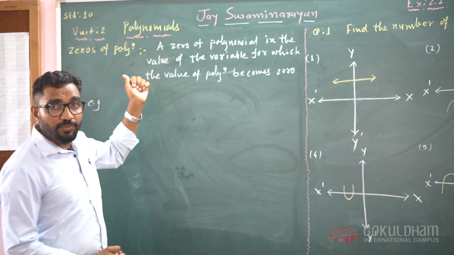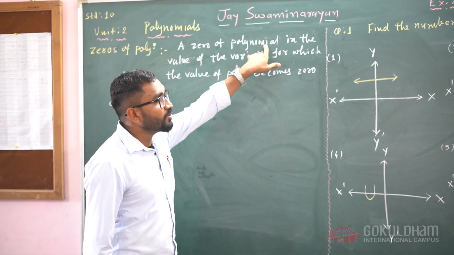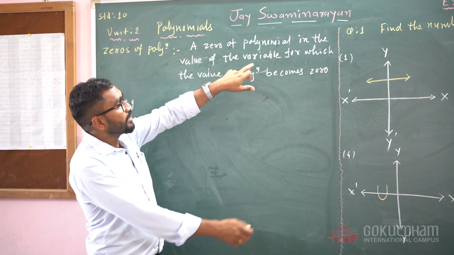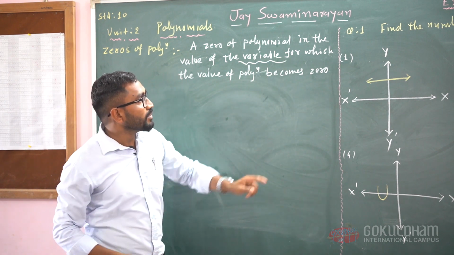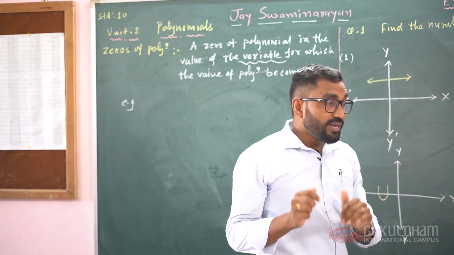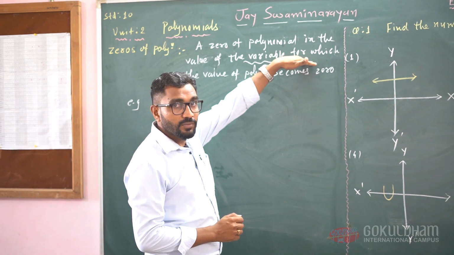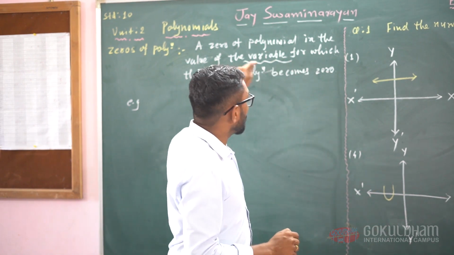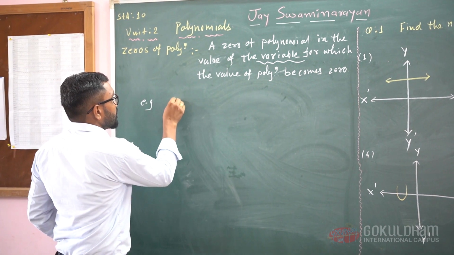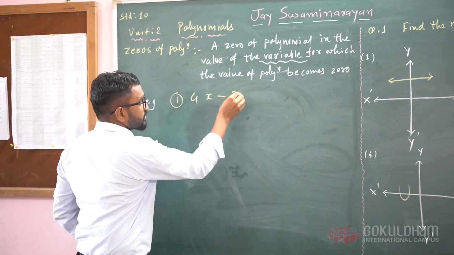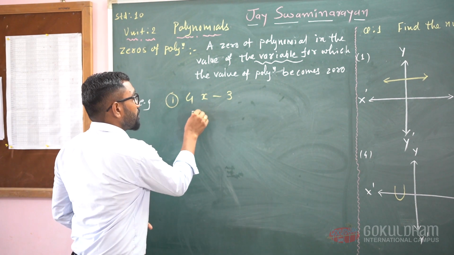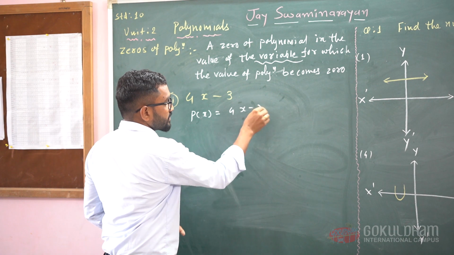A zero of a polynomial is the value of the variable for which the value of the polynomial becomes zero. So we take a value of the variable and put it in the polynomial, and the polynomial becomes 0. For example, p of x equal to 4x minus 3.